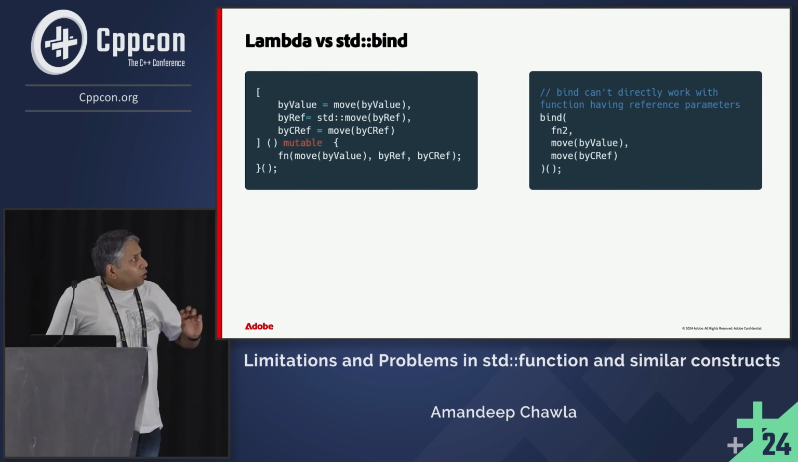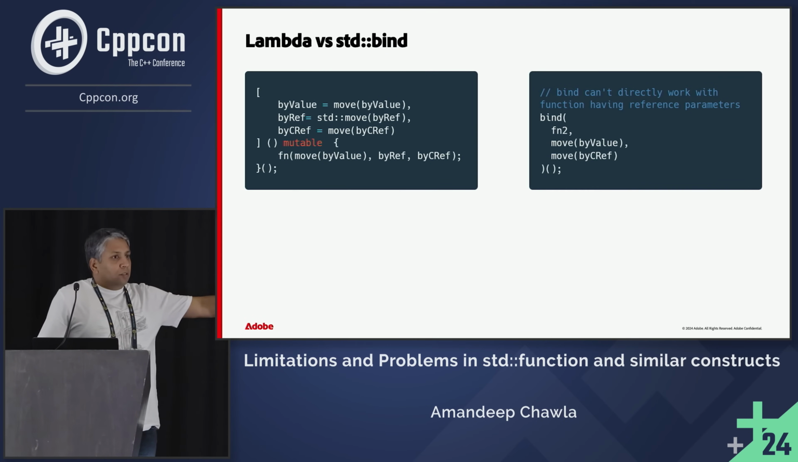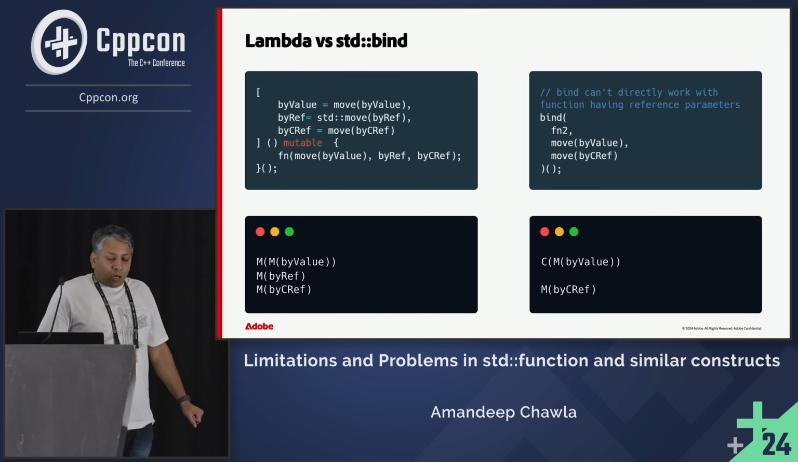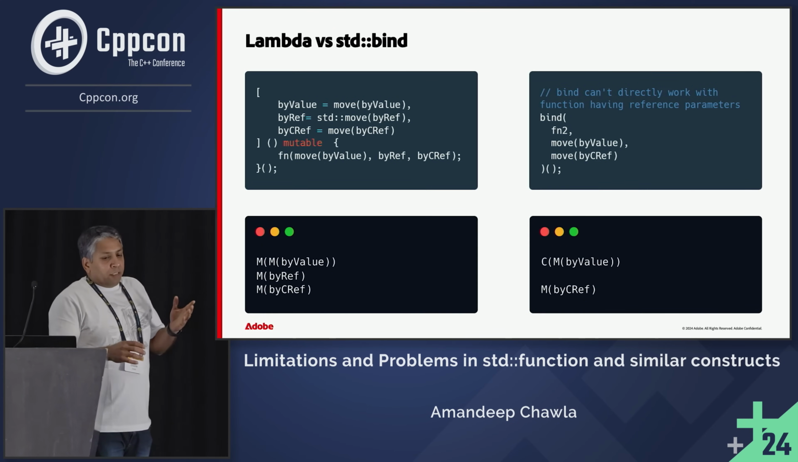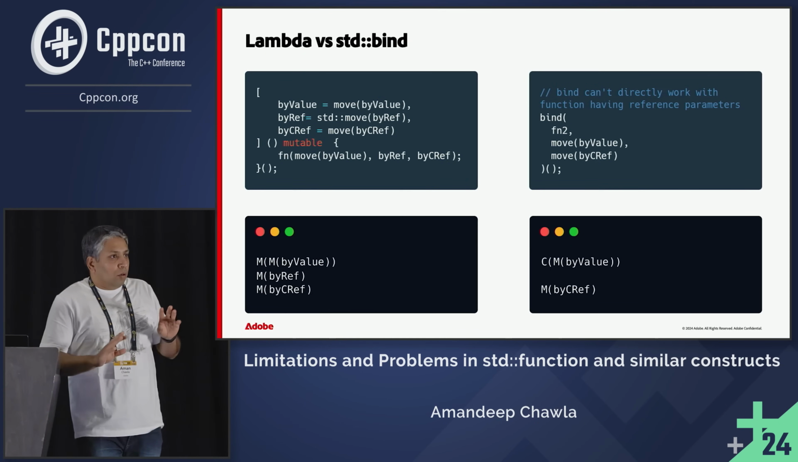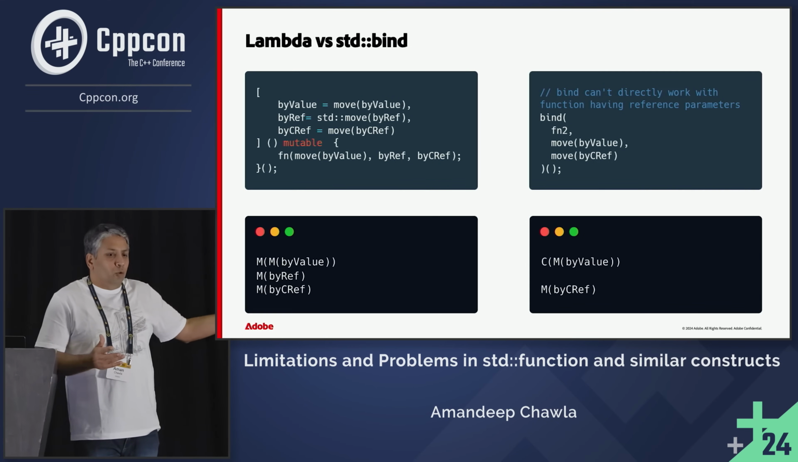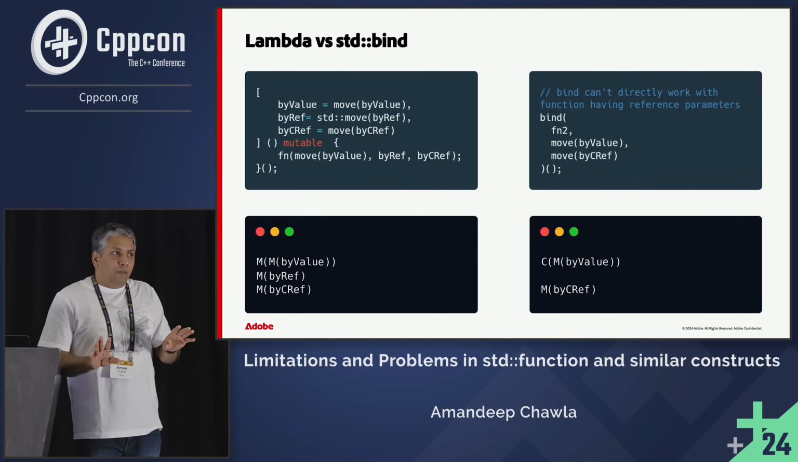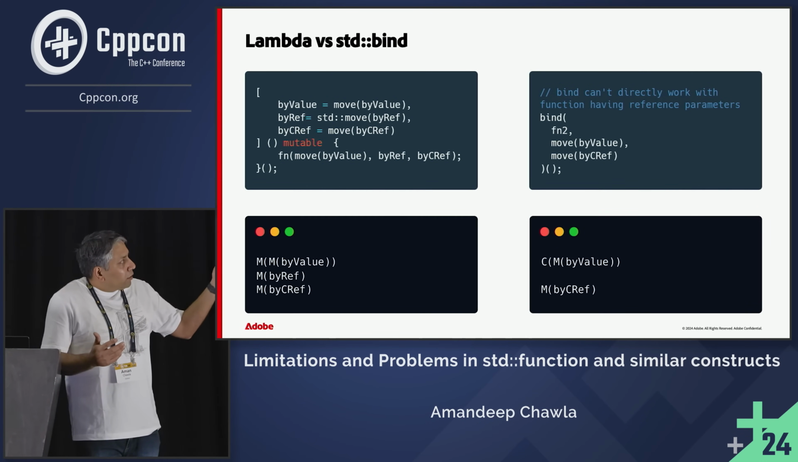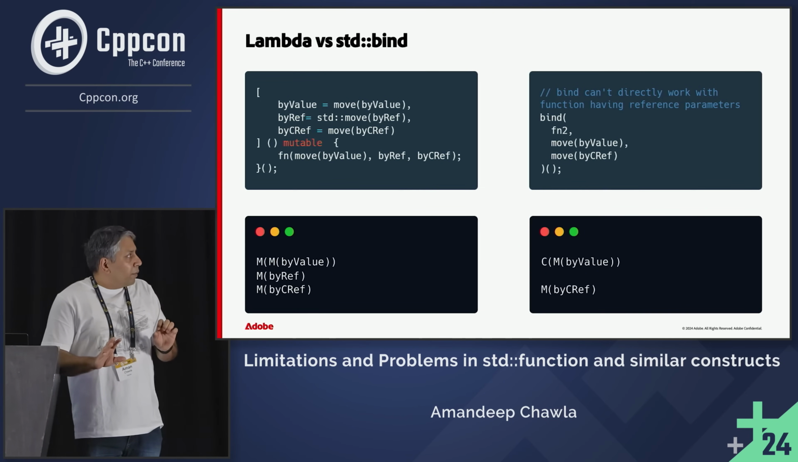Now, it's very easy to guess the output of Lambda. What do you think about standard bind? With Lambda, we know there is one move happening when we are capturing the first one on the second line. If we just consider the first parameter, and the second one where we are saying when we are calling the function that please move it, so 2 moves, perfectly logical. And on the reference, the second parameter, we are just doing 1 move and passing it to the function. So for the first and second parameter, only 1 move is happening. No surprises there.